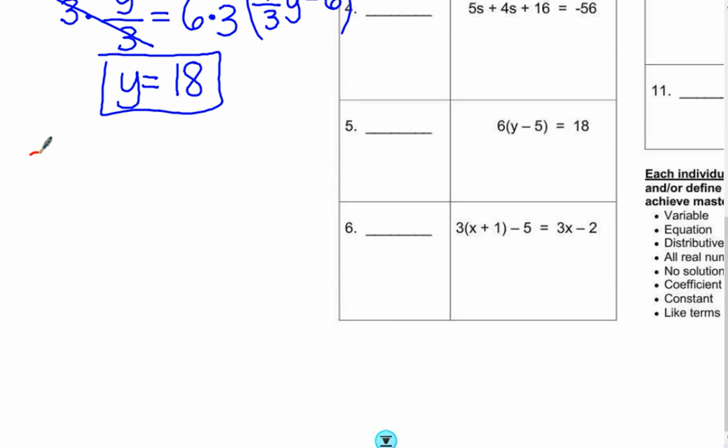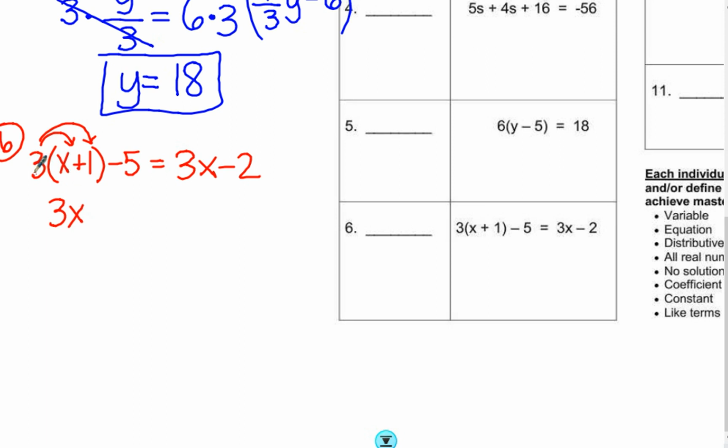So we have 3 times x plus 1 minus 5 equals 3x minus 2. All right, so I'm going to use the distributive property. 3 times 1x is 3x. 3 times positive 1 is plus 3. And then my minus 5 drops down.